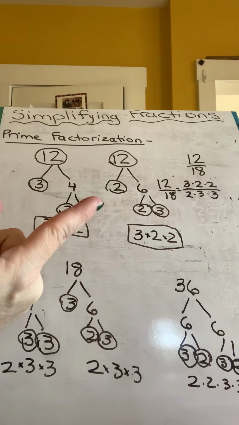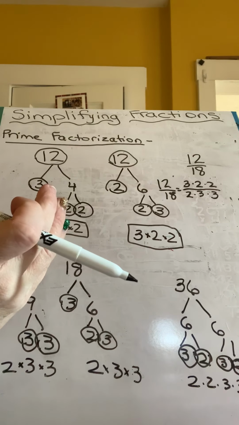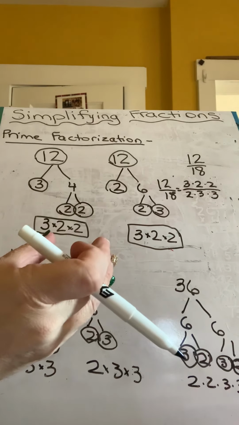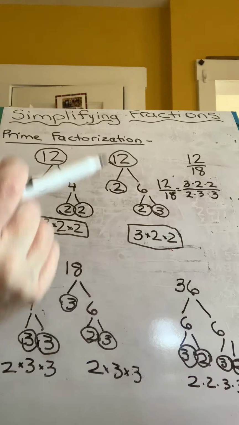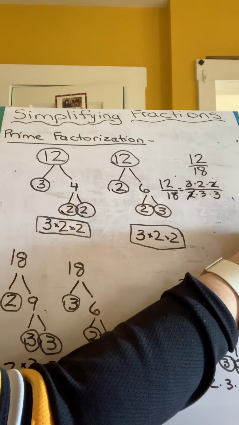Well, they both have 2s, they both have 3s. Every time you have one prime number on the top, you can cancel it out with the same prime number on the bottom. So we have 1 2 up here, 1 2 down here. Cross them off.